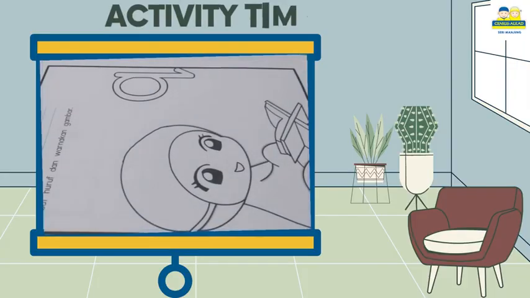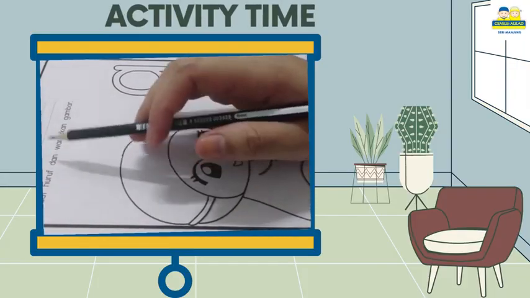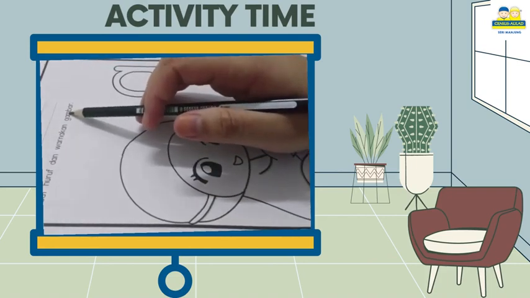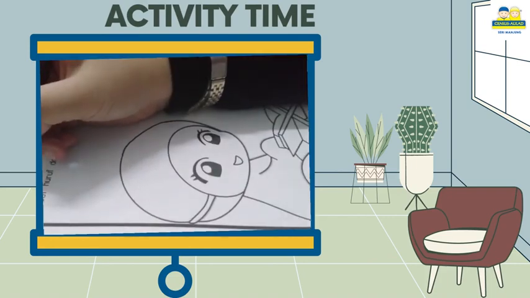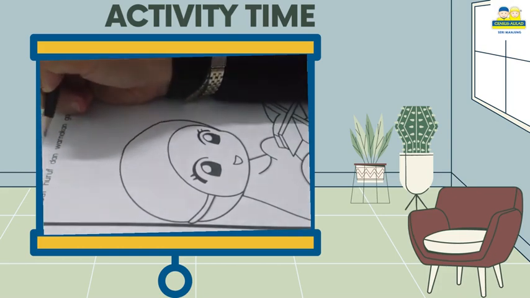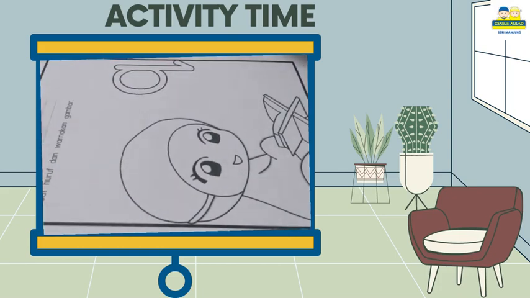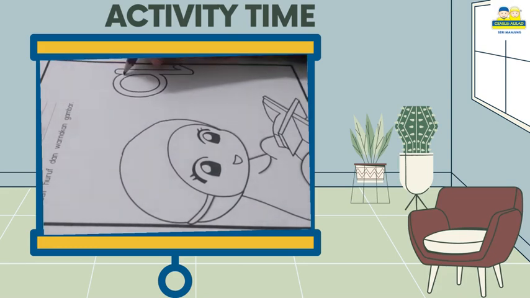So for the activity, we want to say the letter and color the picture. First, say it in your class. Then, pick your color and do rainbow writing for letter Q.